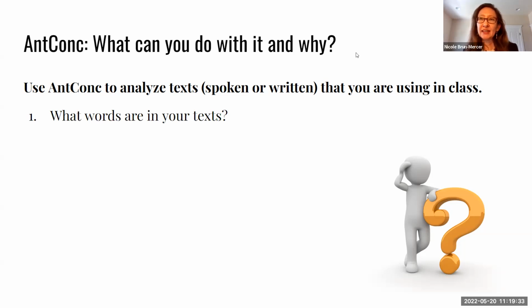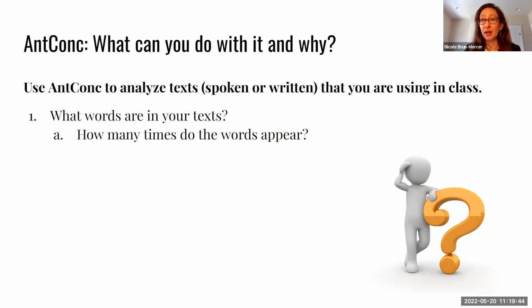So one thing that you're going to get out of AntConc is what words are in your text. Quite simply, what are the words? How many times do the words appear? That's pretty important. If a word comes up just one time versus 20 times in your text, we have a difference in perhaps importance. And so it's good to know also how often the words appear.